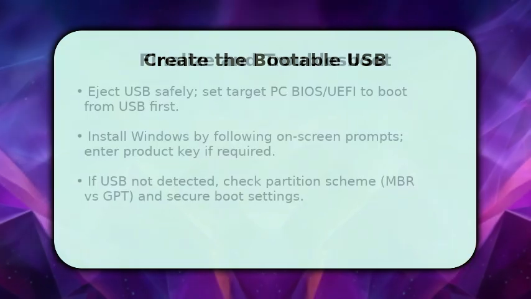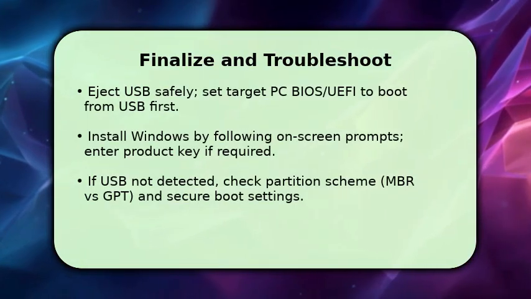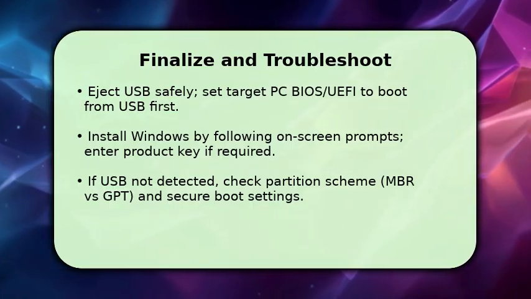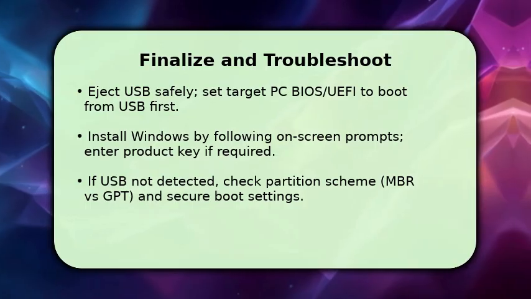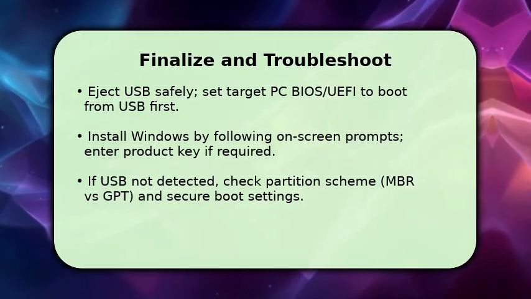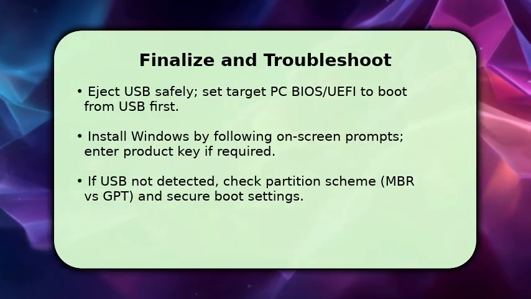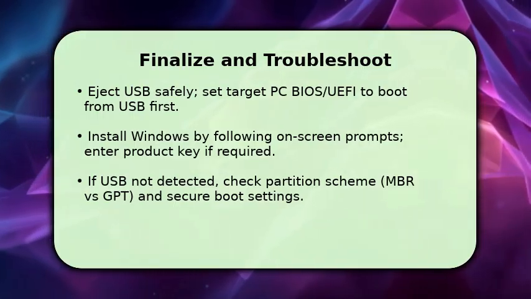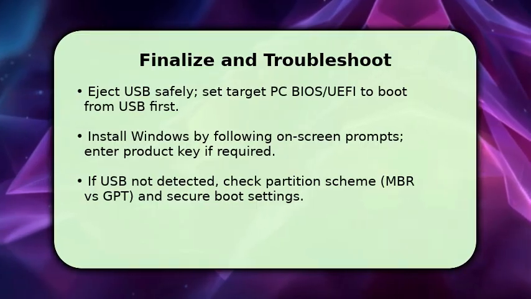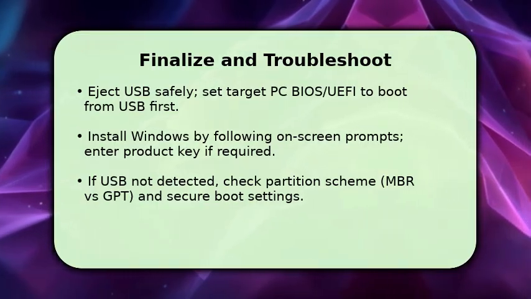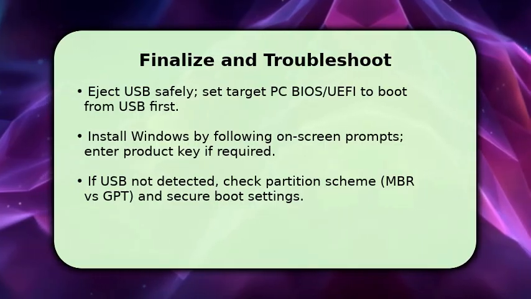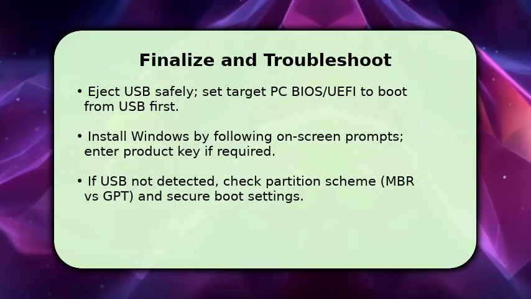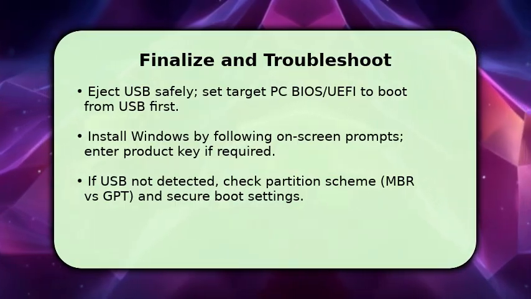Finish by testing and using the USB installer. Safely eject the drive, then insert it into the target PC and enter BIOS or UEFI to set USB as the first boot device. Make sure Secure Boot and Boot Mode match the installer's partition scheme. Restart and follow the Windows setup prompts, choose Custom Install if replacing or clean installing, and enter your product key when asked. If the PC won't boot from USB, check drive formatting, try another USB port, and verify MBR versus GPT and Secure Boot compatibility.